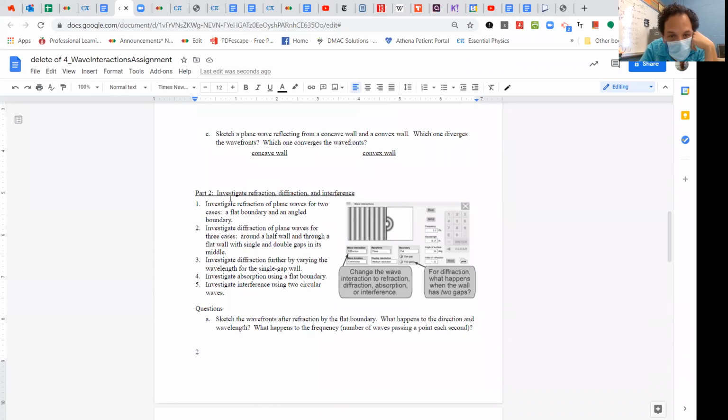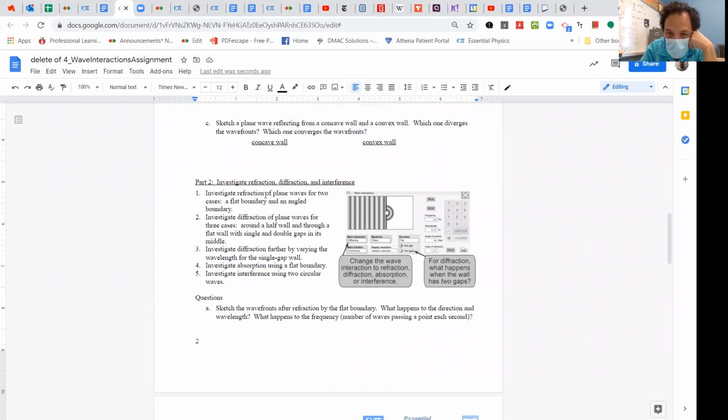The next thing I'm going to do says investigate refraction, diffraction, and interference. Investigate refraction of plane waves for two cases, a flat boundary and an angled boundary. Investigate diffraction of plane waves for three cases, around a half wall and through a flat wall with single and double gaps in its middle. Okay.